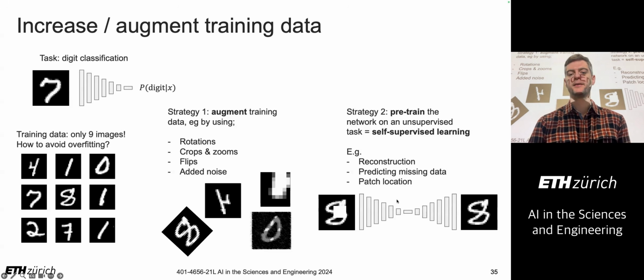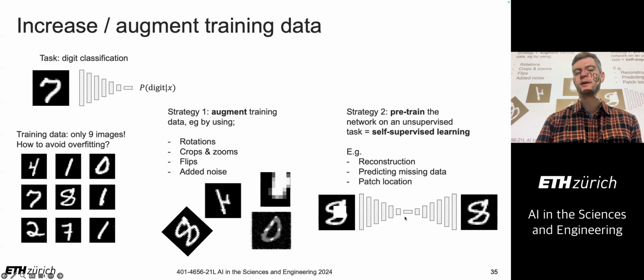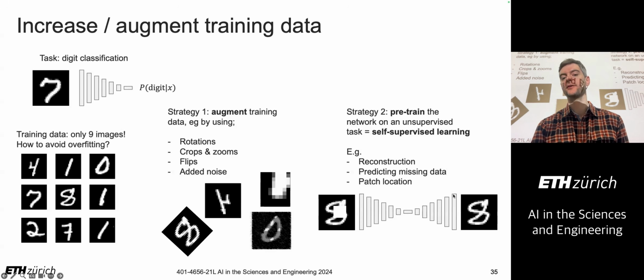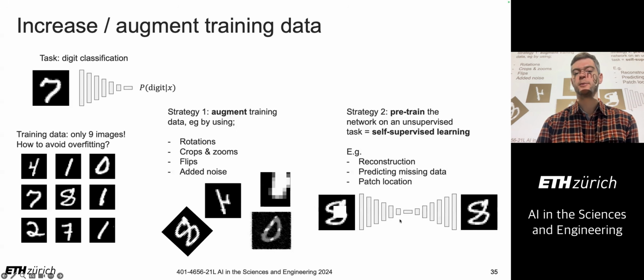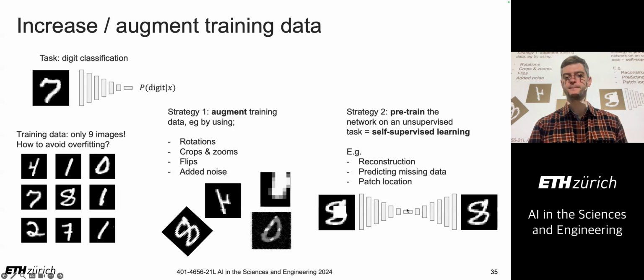So for example, this is the classification network, the encoder. We might attach a decoder to that network and then use an unsupervised loss function that tries to reconstruct the input image, for example. In doing so, this network will learn a latent, or salient, representation that is then useful to train it afterwards on the classification task.